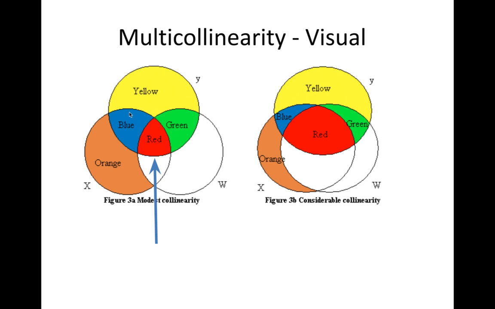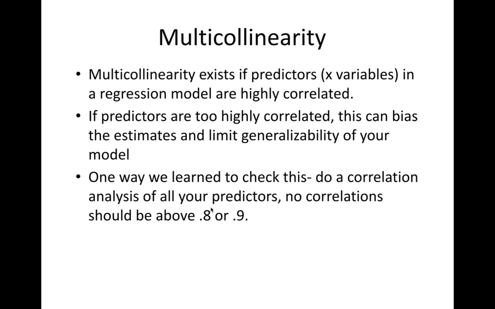So blue, right, that is the unique contribution of variable x on our outcome, and green is the unique contribution of variable w on our outcome. And red is the portion which they share. So this is the collinear portion. And same here, blue, unique contribution of x, green, unique contribution of w, red, shared portion. And notice that is much larger.